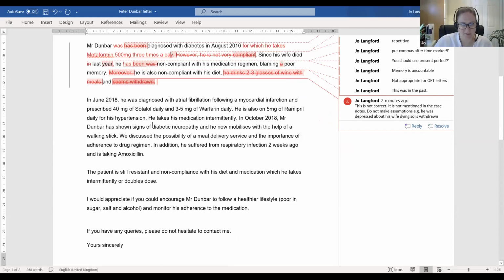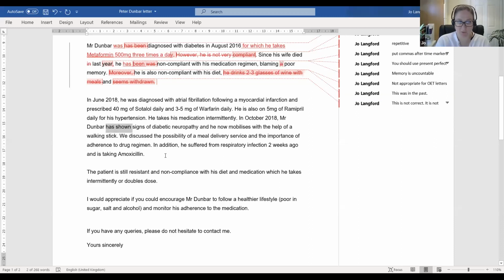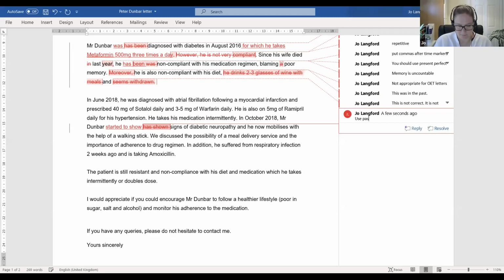Okay, in October 2018, has shown signs of diabetic neuropathy. So again, we've got the incorrect tense here. In October 2018, what tense should we use with past time, finished time? We should use past simple. So perhaps we could say something like started to show, because this is when it began. Okay, so use past simple because you say in October 2018.